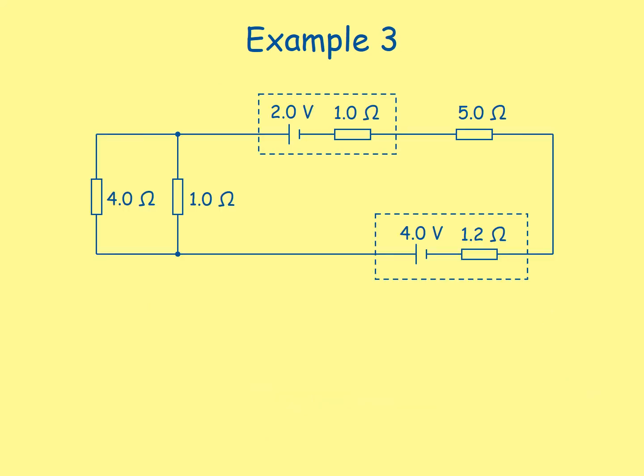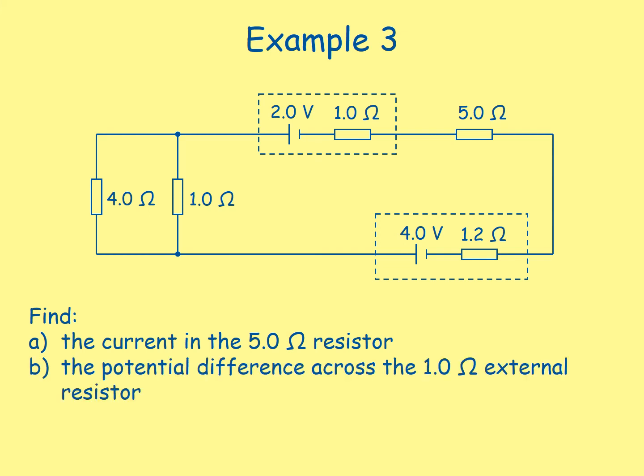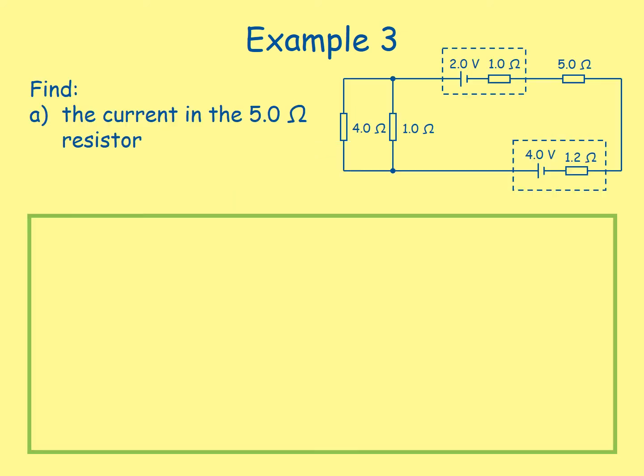Example 3. We have a circuit set up here, and we need to find the current in the 5 ohm resistor, the potential difference across the 1 ohm external resistor, and the terminal potential difference of the 4 volt cell. So first of all, we're finding the current in the 5 ohm resistor. Before we start to do anything, it's very, very important to notice that these cells just here and here are facing in opposite directions. So to find our EMF, we're not adding 4 and 2, we're doing 4 take away 2 because they're in opposite directions.